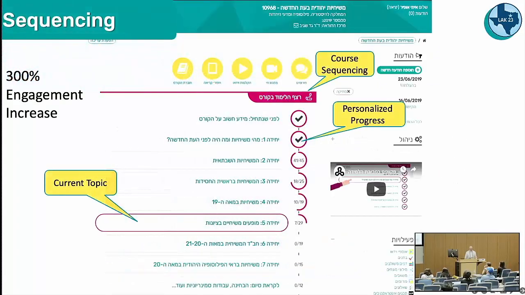But what I want to show you today is the sequencing mechanism that we have developed, and what you can see now is the student view. What the student sees is his own progress. He sees the units that he has completed. For each unit he sees how many subtopics there are. He knows where the class is. This is the current topic.